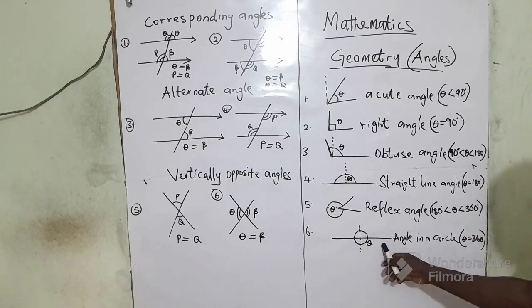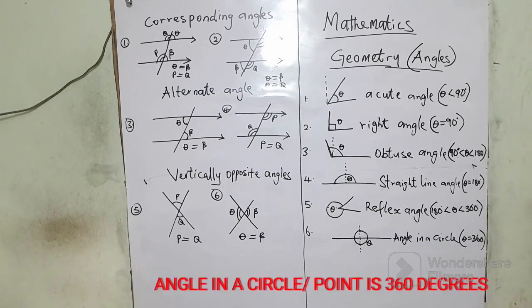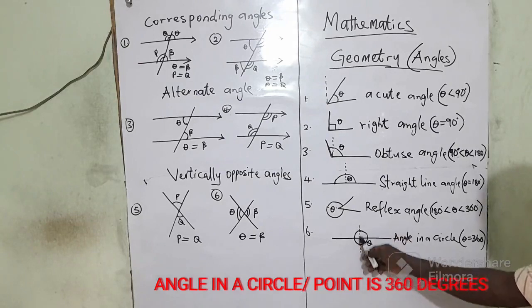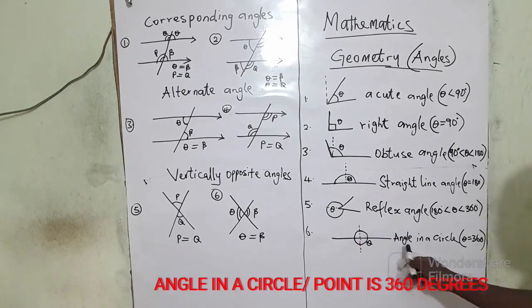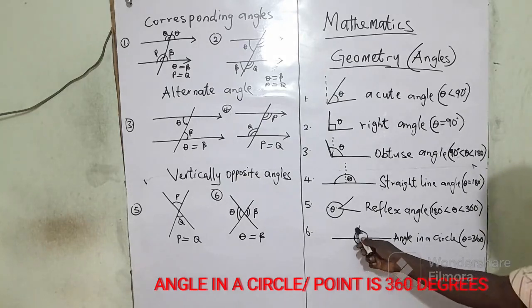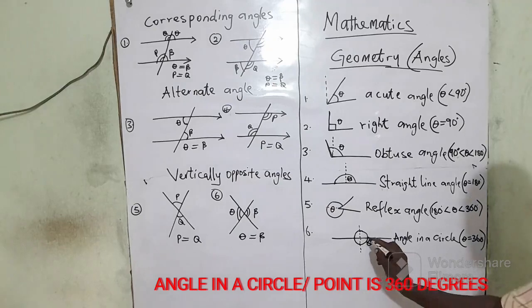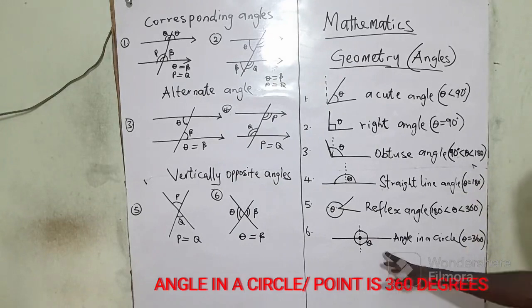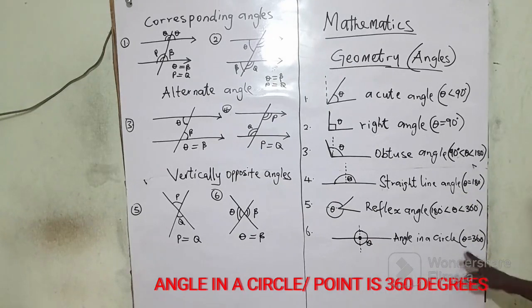Okay, and then we have angle in a circle, or what we call angle at a point. For angle at a point, we can see the vertical dotted line and a straight horizontal line. The angles turn round to form a circle at this point, so it forms a point. That is why we call it angle at a point. It is equal to 360 degrees.